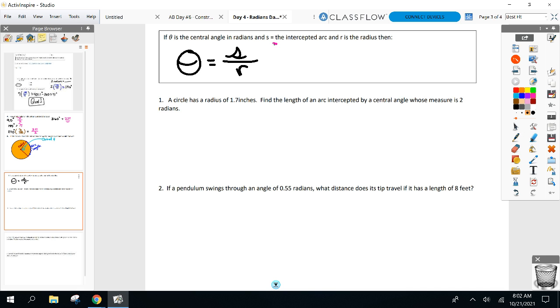So let's do this. Here we go. This is your arc length. This is your radius length. And then theta is your central angle measure.